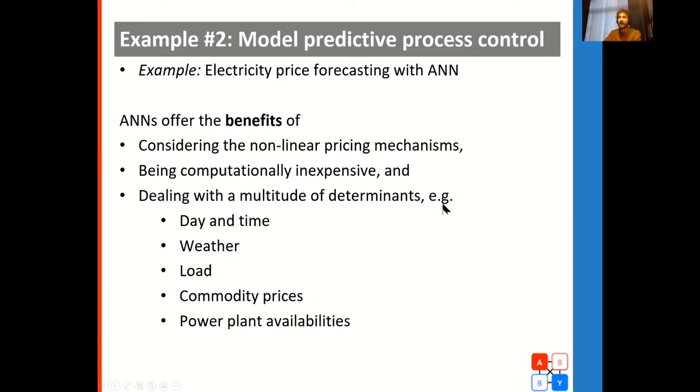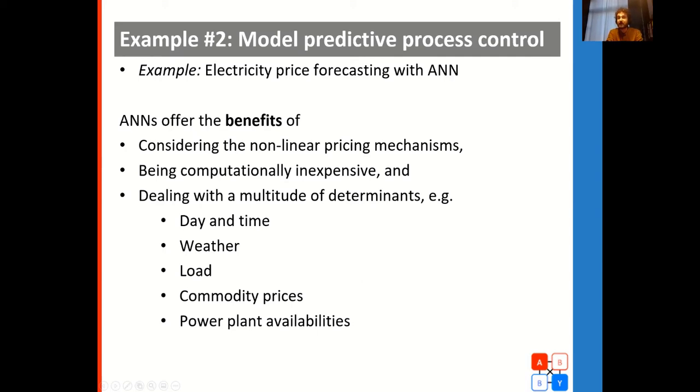So, for example, we can use inputs like day and time data as a proxy for renewables, and feed in load, commodity prices such as gas and CO2 prices, and also power plant availabilities. For example, if you have large parts of the nuclear power plant fleet which are unavailable due to maintenance, this certainly has effects on electricity prices, and you can try to consider all those things with the neural network.